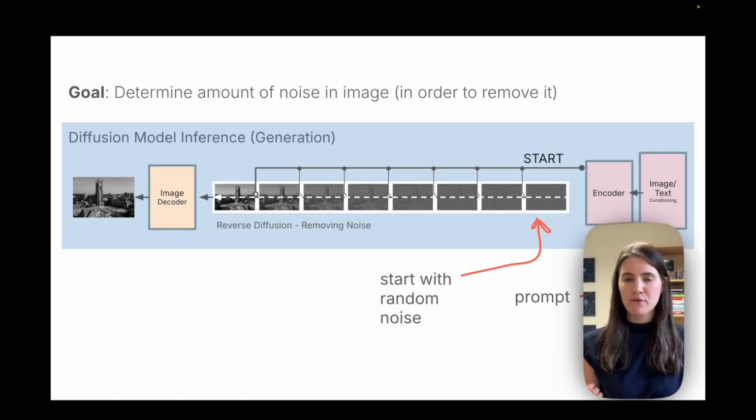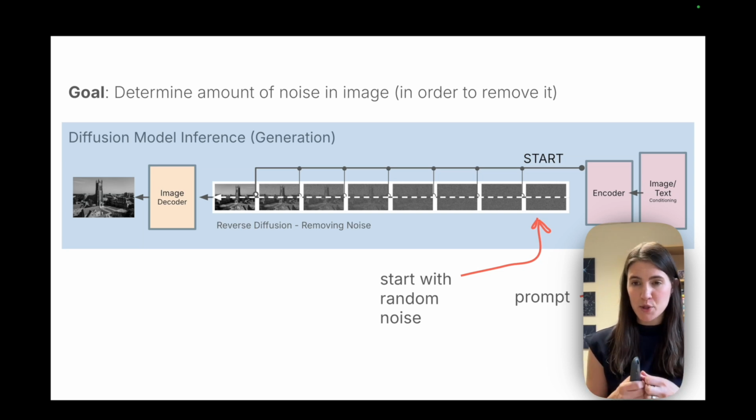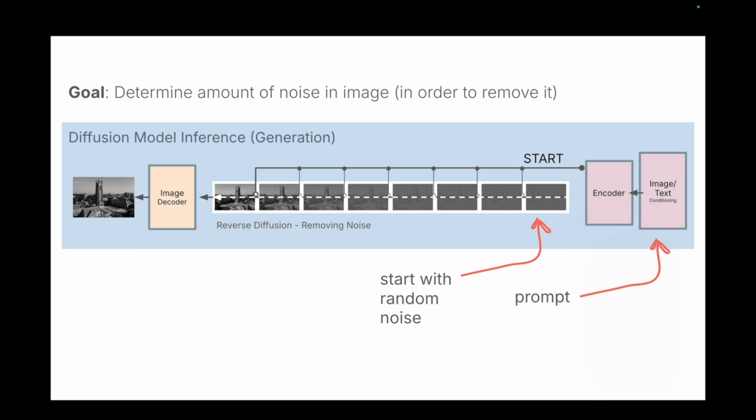So when we do inference or generation, our goal is to determine the amount of noise in an image in order to remove it. So we want to find out how much noise is in an image, and then we want to remove that noise. And so this is the process of our generation. And we're actually starting over here on the right side of my screen.